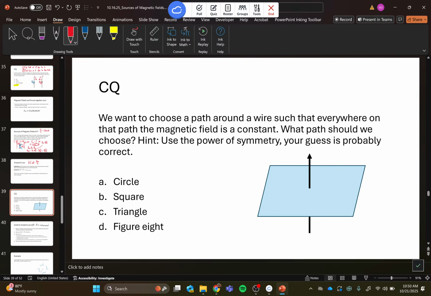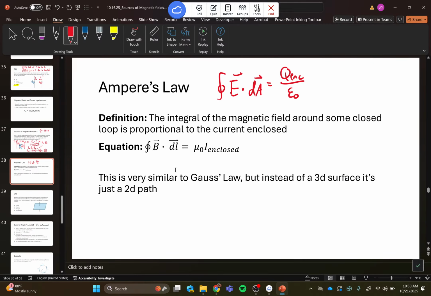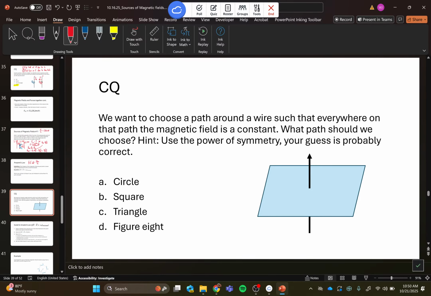Now, how do we choose that path? We choose that path such that this integral goes away. Either the dot product is 0, or the magnetic field is a constant. Just like we chose Gauss's law. We chose Gauss's law to make the electric field a constant or to make the dot product disappear. So, straight wire. What is the path I'm going to choose around this object such that everywhere in this hypothetical path, the magnetic field is a constant?